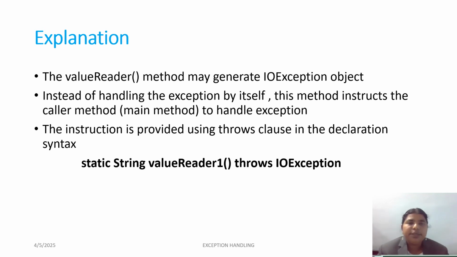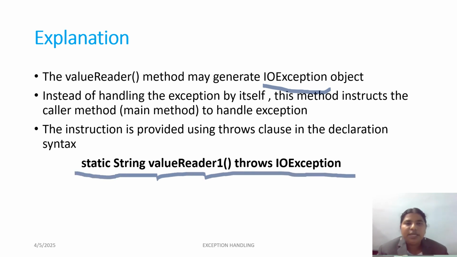The value reader method may generate an IO exception object. Instead of handling the exception by itself, this method instructs a caller method or the main method to handle the exception. The instruction is provided using the throws clause in the declaration syntax. So take a look at the syntax. Static string value reader throws IO exception.